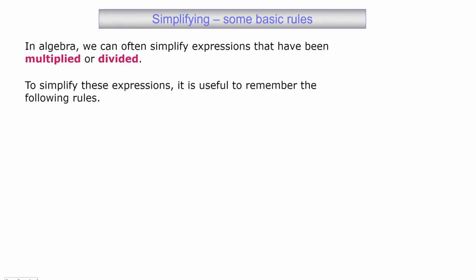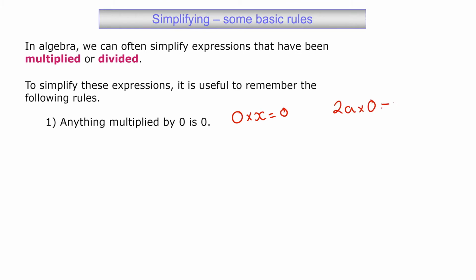Let's look at simplifying using multiplying and dividing then. So just a few useful tips on some rules that it's important to remember when simplifying using multiplying and dividing. So remember that anything multiplied by 0 is 0. So if you had 0 times x, your answer would be 0. Or if you had 2a times 0, your answer would be 0.